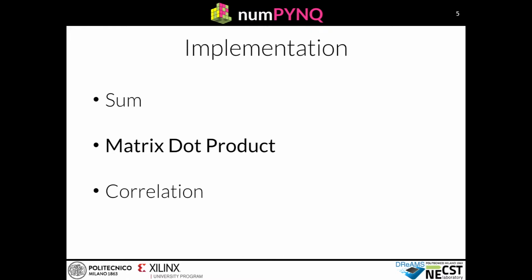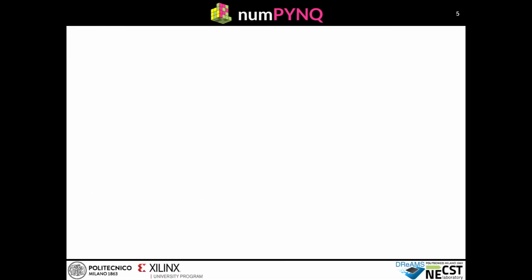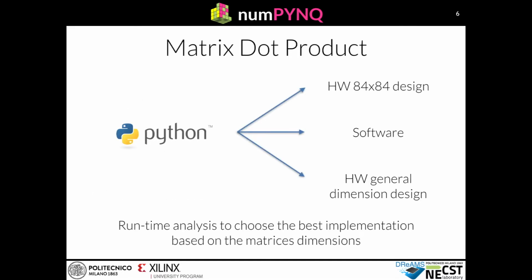This operation is one of the most used in several fields that involve data analysis. For instance, many machine learning algorithms are strongly based on this kind of computation. Our APIs make a runtime analysis to choose the best implementation for the dot product based on the matrices dimensions.